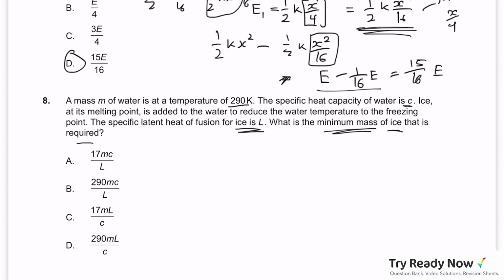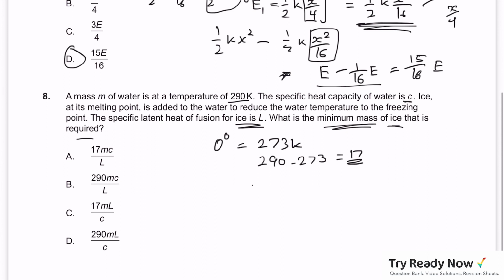So what we have here is actually a thermal diffusion question. We know that the freezing point of water is 0 degrees Celsius or 273 Kelvin. So this means that we have to change the water from a temperature of 290 to 273, which is a temperature difference of 17. So we can just do 290 minus 273, and that's 17. That means we have to change the temperature of the water by 17 degrees.